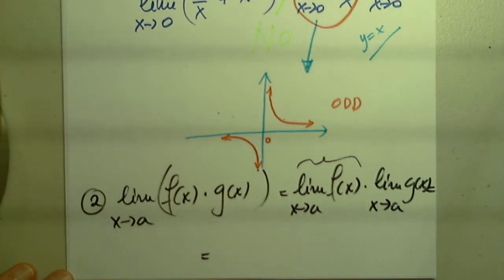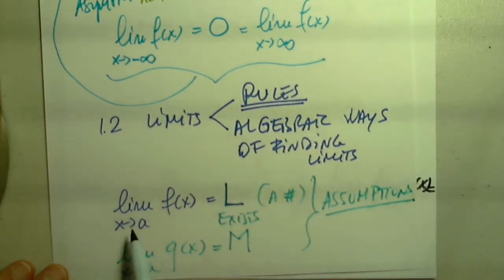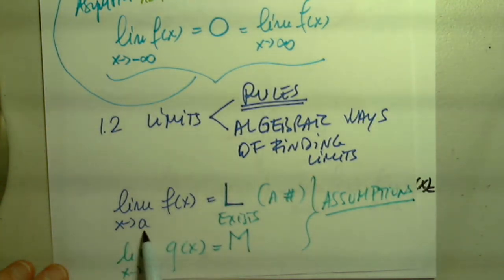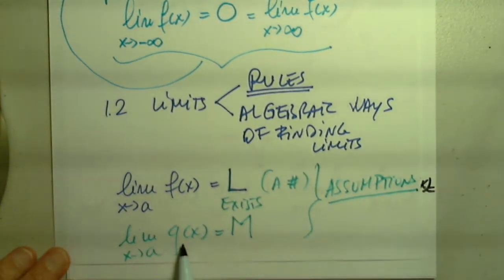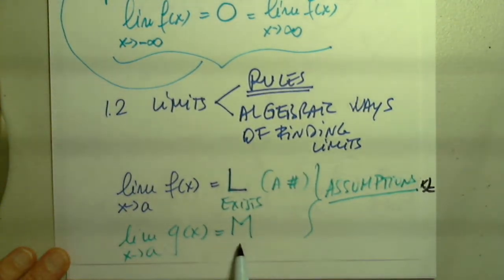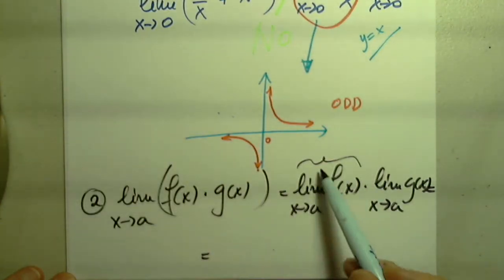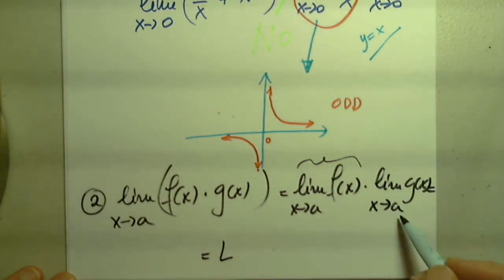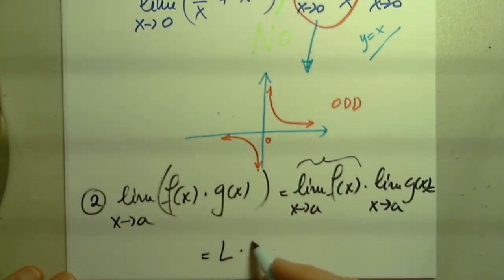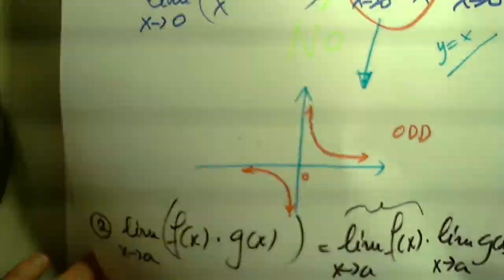Is it 0? The limit of f of x as x approaches a from either side is L. The limit of g of x as x approaches a from either side is M. Excellent. So what does this limit equal to? L. Good. What does this limit equal to? M. That's it. Moving on. Excellent.